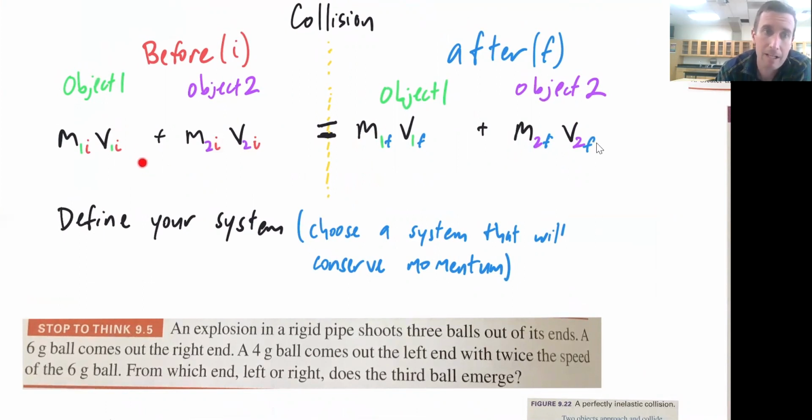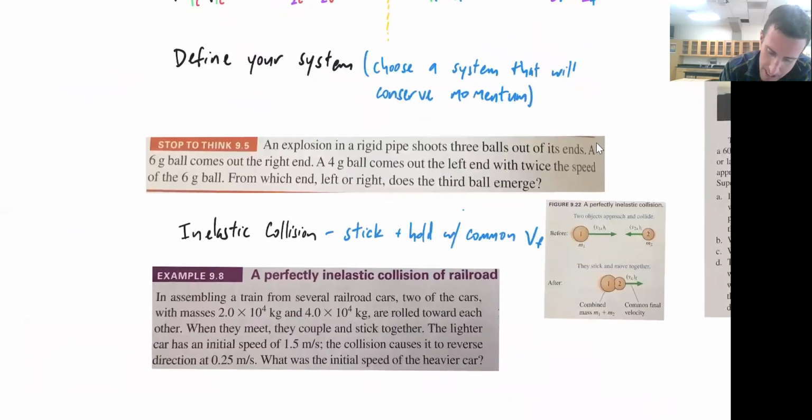So I've got the momentum of the first object before the collision, plus the momentum of the second object before the collision, equals the momentum of the first object after the collision, plus the momentum of the second object after the collision. I'm using multiple subscripts to designate second object after the collision, final. When we define our system, choose the system that will conserve momentum.